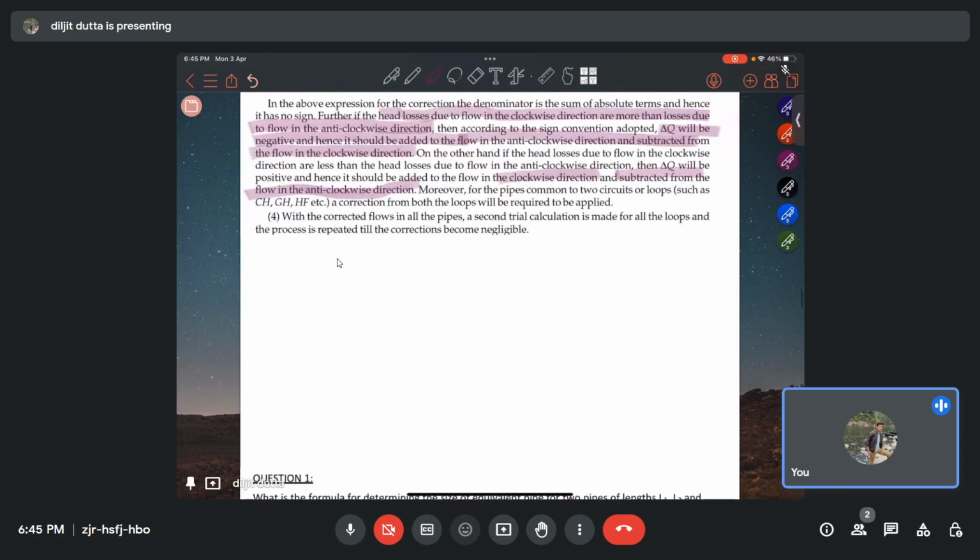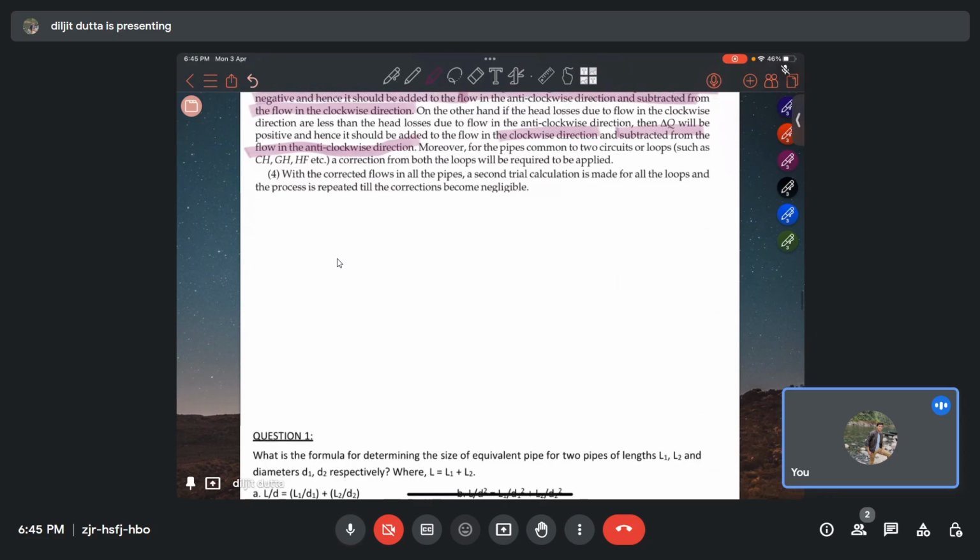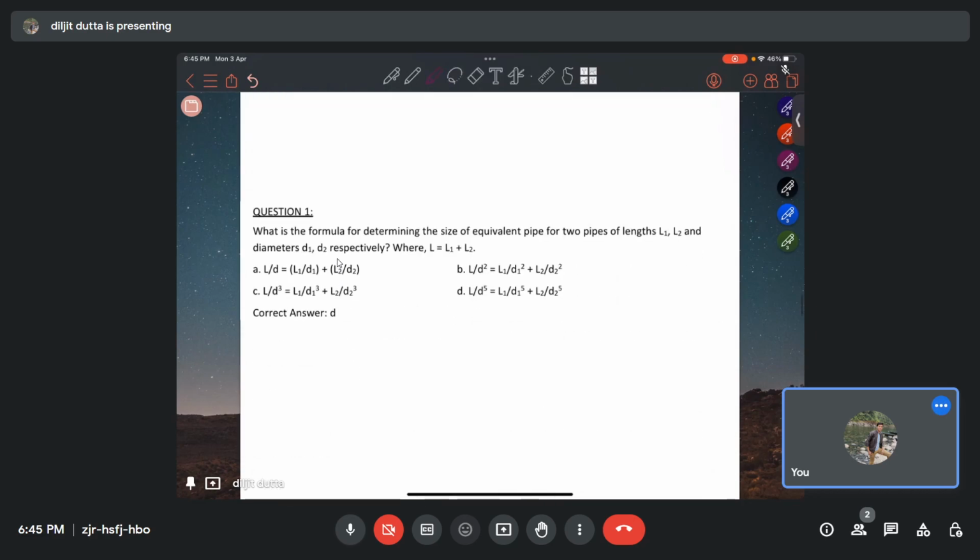Once we have corrected the flows, we will do a second trial and we will again obtain the value of delta Q. If delta Q is negligible, we will stop there, and if it is not negligible, we will proceed for one more trial and see how the value of delta Q is changing. So this is all about the Hardy-Cross method.